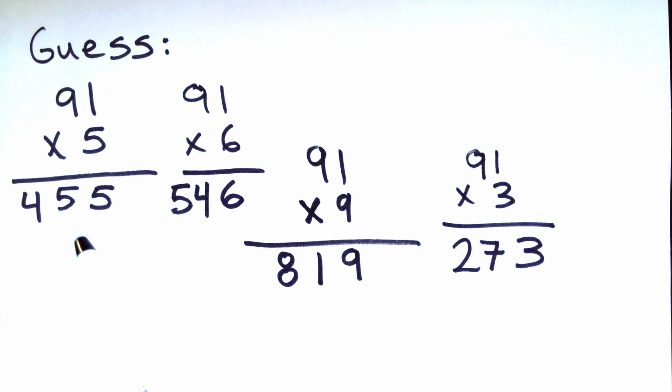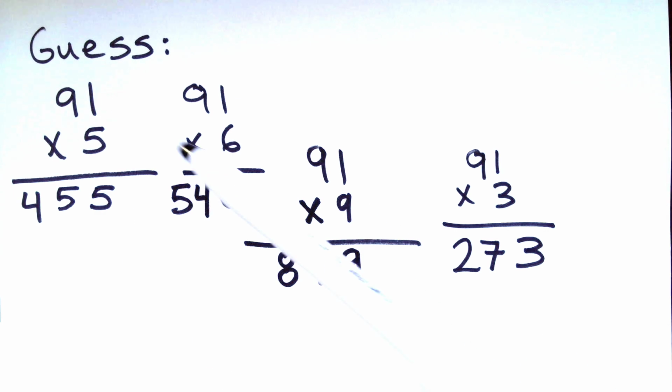So 91 times 5, right? 5 times 1 is 5. 5 times 9 is 45. So 91 times 5 is 455. Does that get me close to 600? Yes. Do I go over 600? No. So this is pretty good guess and check.